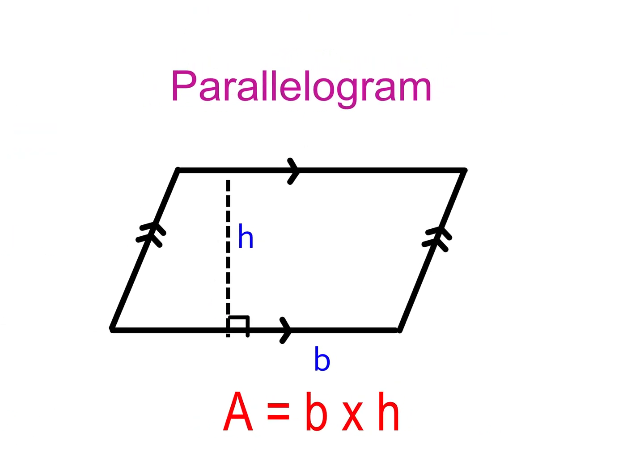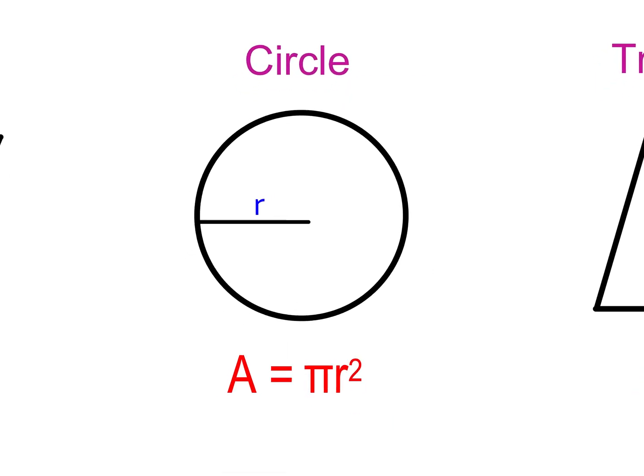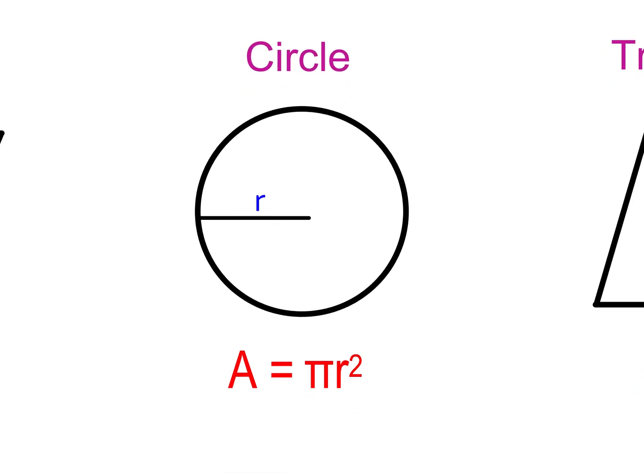We also have the parallelogram. The best way I can describe the parallelogram is it's like a rectangle that's kind of tipped over a bit. The formula for the area of a parallelogram is base times height. The trusty circle. The area of a circle is pi r squared.